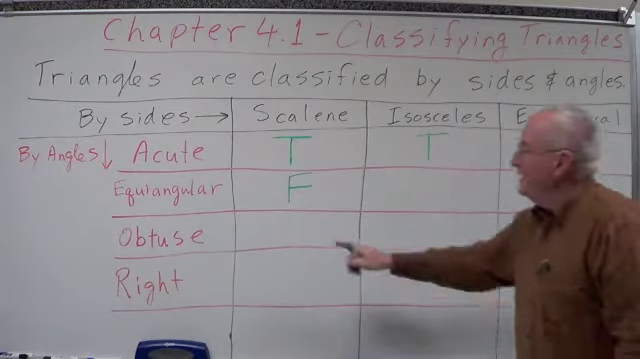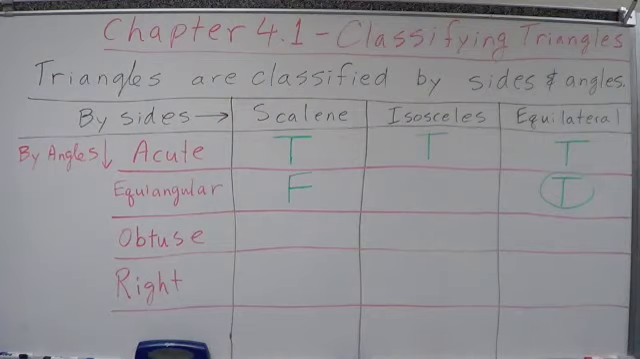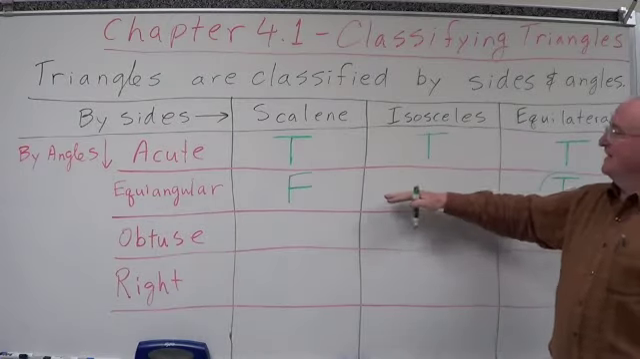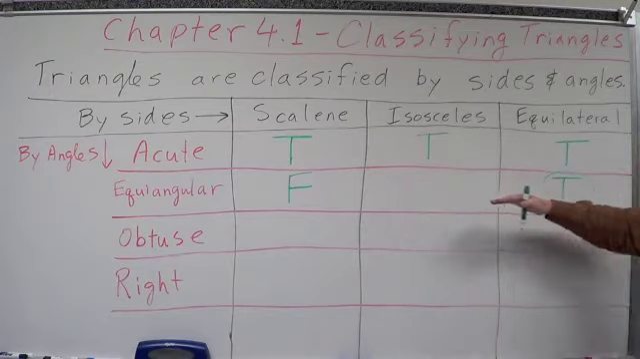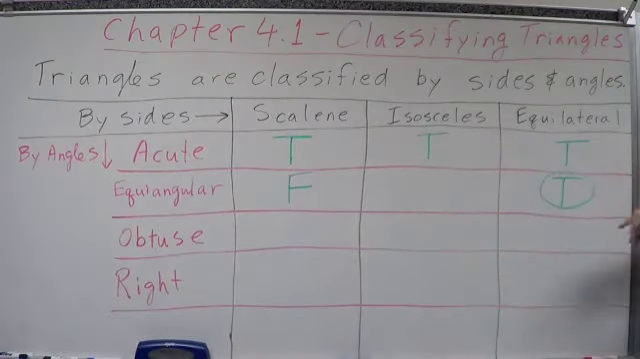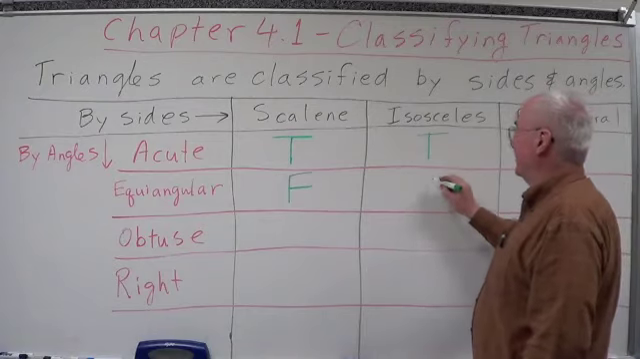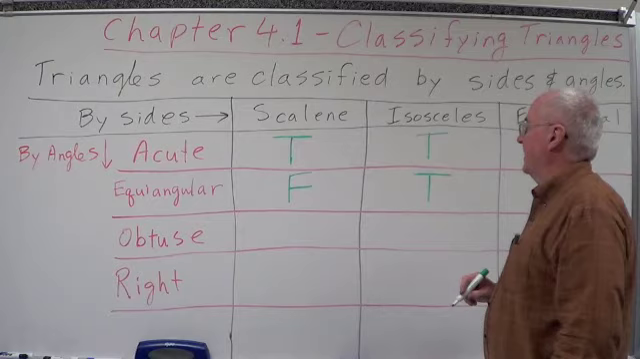Okay, can equiangular be isosceles? Well, equiangular says it's equilateral. What's the definition of isosceles? Remember we said isosceles is at least two sides are congruent? At least two sides? How many sides are congruent on an equiangular? 3. So can it be isosceles? By definition it is. Okay?